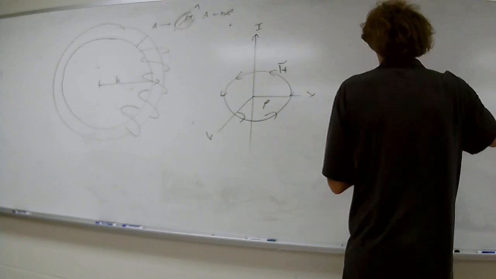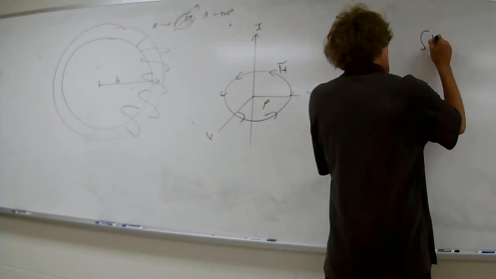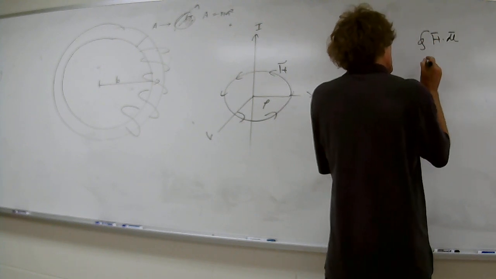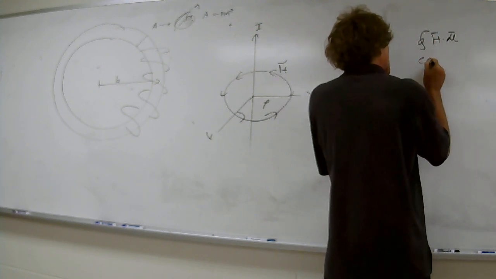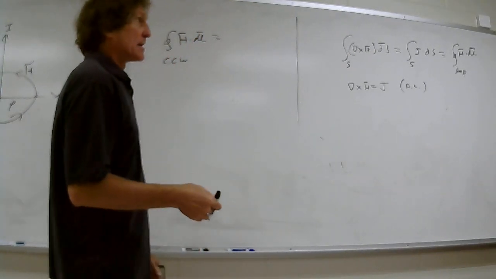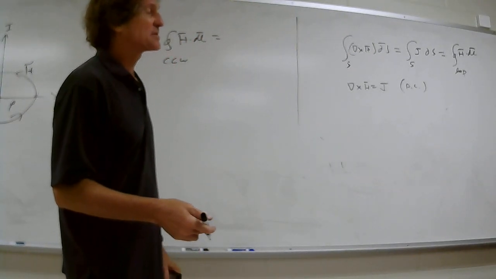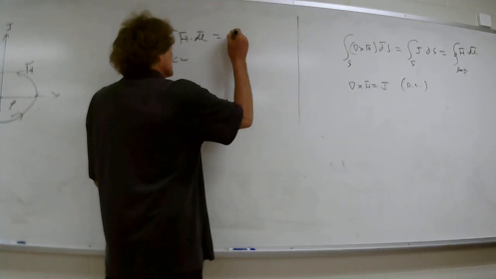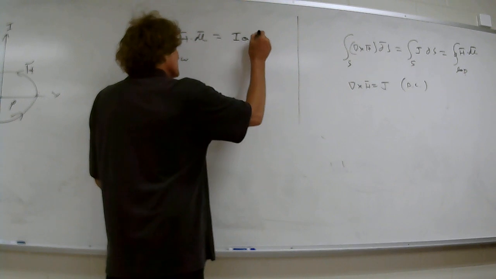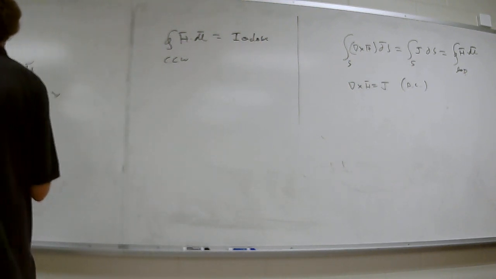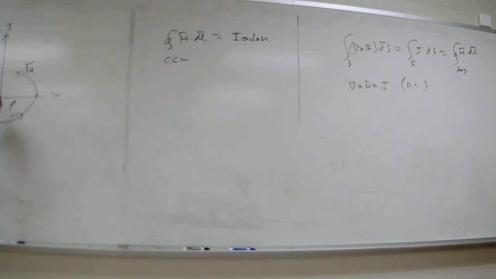then I get this. It's the integral of H dot dl around the closed loop. And do me one favor, this is in the counterclockwise direction. It has to be in the direction of the positive surface integral, and that is equal to the I enclosed.